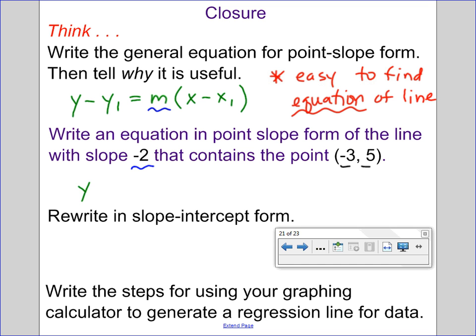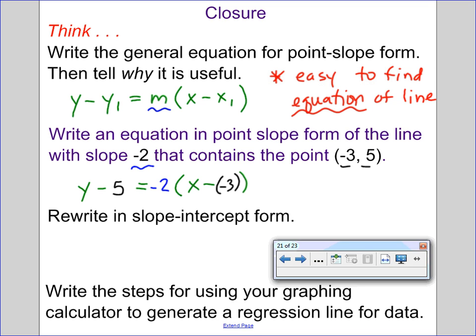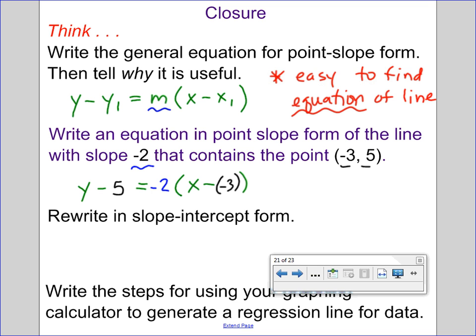y minus 5 equals my slope times quantity x minus x1. So for us, m is -2. The x coordinate is -3. So y minus 5 equals negative 2 times quantity x minus a negative 3. And of course, we'll rewrite that minus a negative so that it looks better. Our final answer in point slope form will be y minus 5 equals negative 2 times quantity x plus 3.